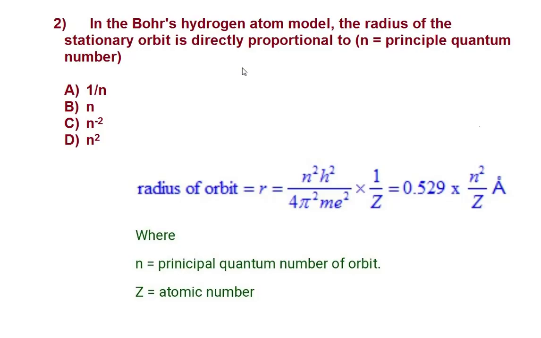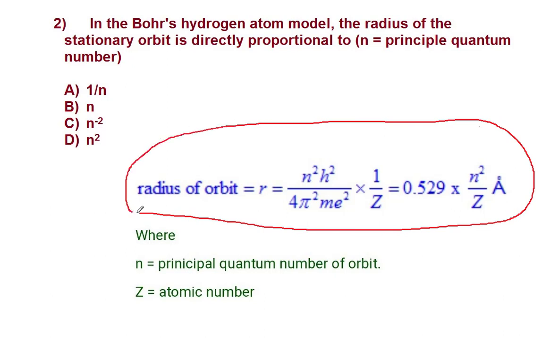Next we come to the second question. In Bohr's hydrogen atom model, the radius of stationary orbit is directly proportional to. There are four options: n, 1 upon n, n raised to minus 2, and n square, where n is the principal quantum number.